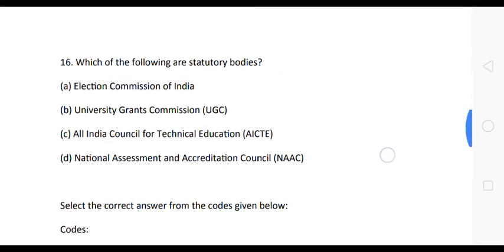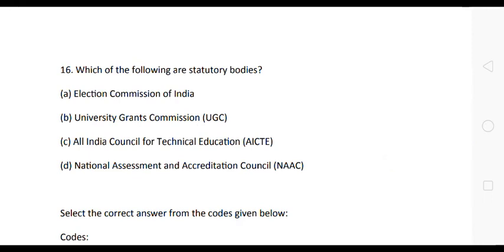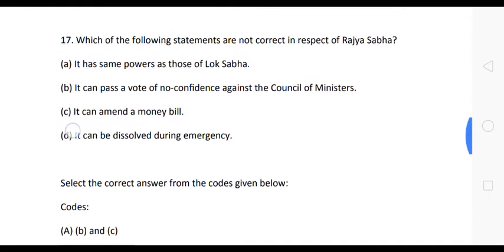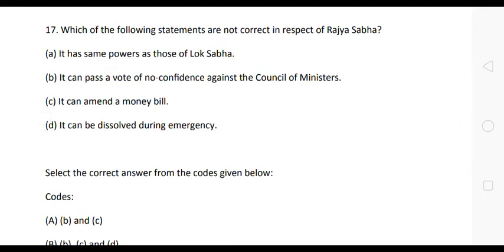B and C, that means University Grants Commission and All India Council for Technical Education. These two institutions are statutory bodies. Okay, friends. Now let us see the next question. Next question is: which of the following statements are not correct in respect of Rajya Sabha?